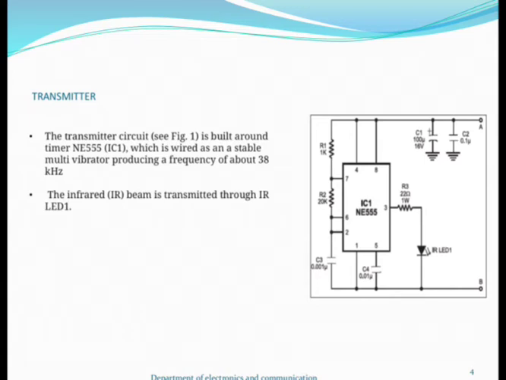So the transmitter is built around a timer and it is being wired as an astable multivibrator, and the transmitter is capable of producing a frequency of about 38 kilohertz. The infrared beam or IR beam is transmitted through the IR LED 1 that is being mentioned in the figure.